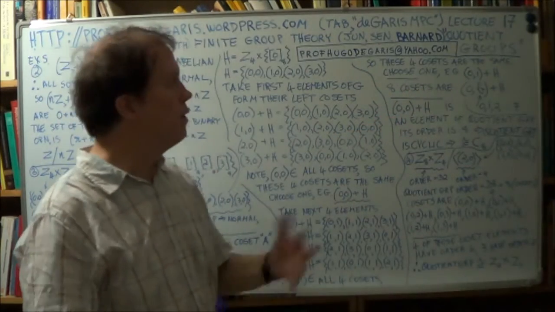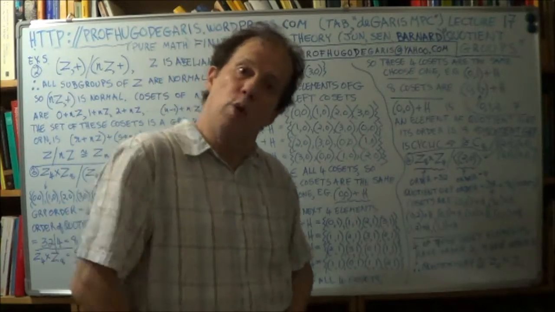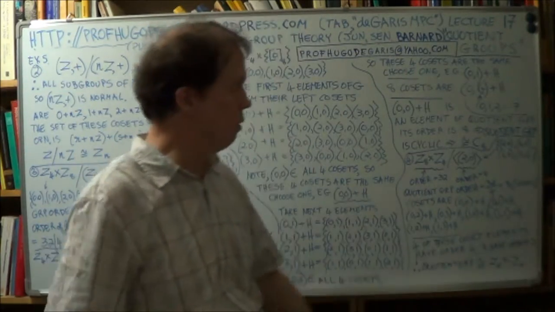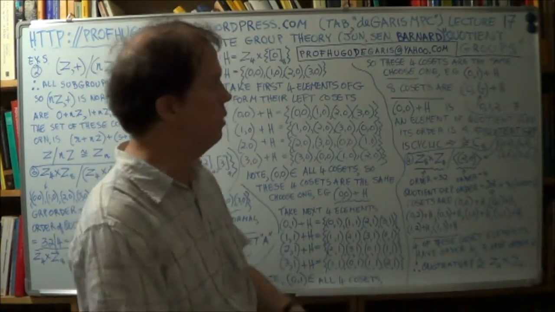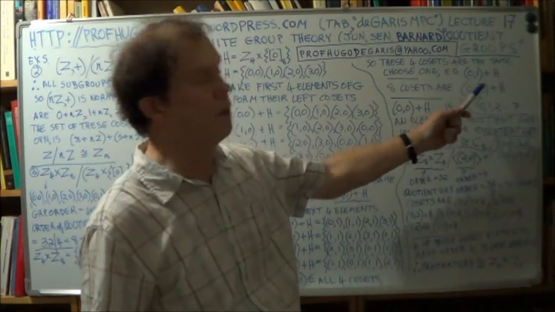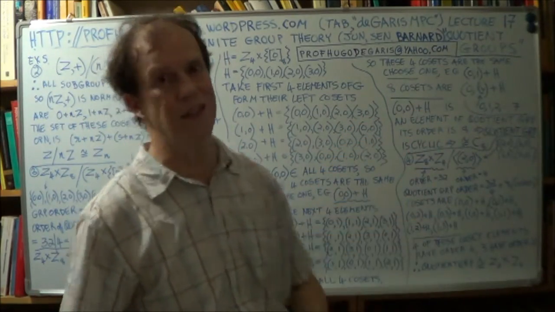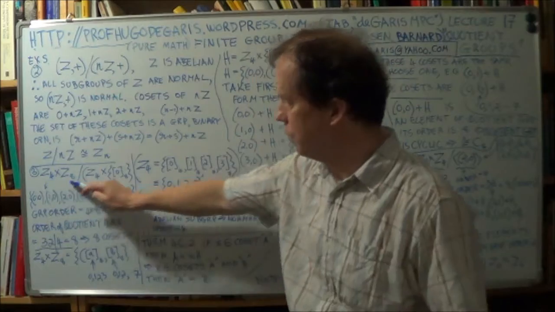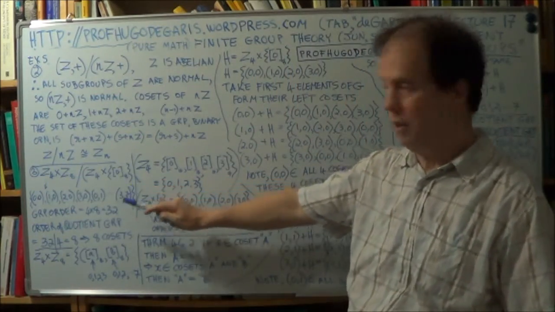Okay? So we now have our quotient group, right? Because what is a quotient group? Just a set of cosets. We have our 8 cosets, and we know it has to be 8 because we know the order of this and we know the order of that, right?